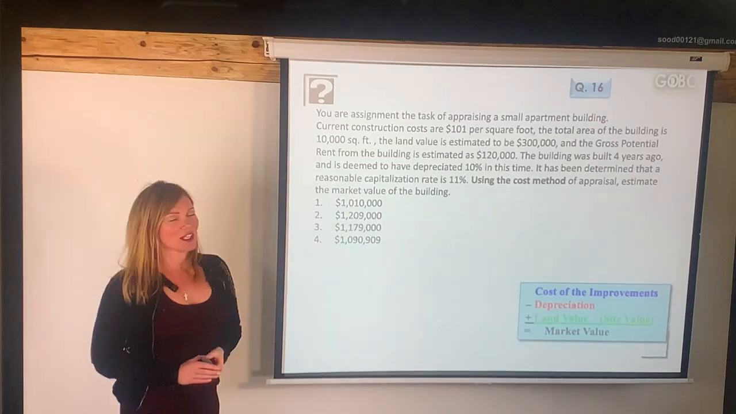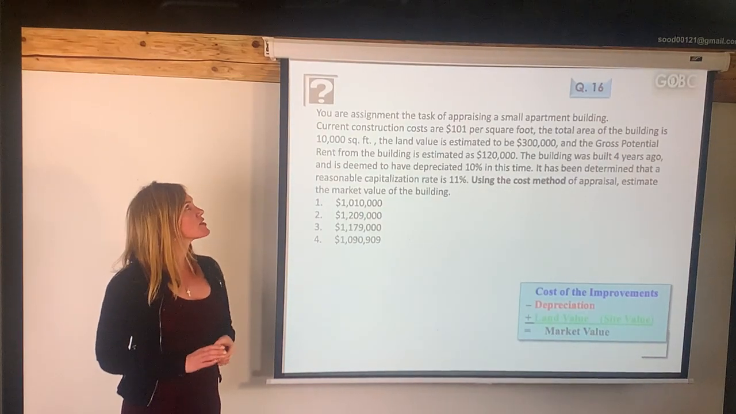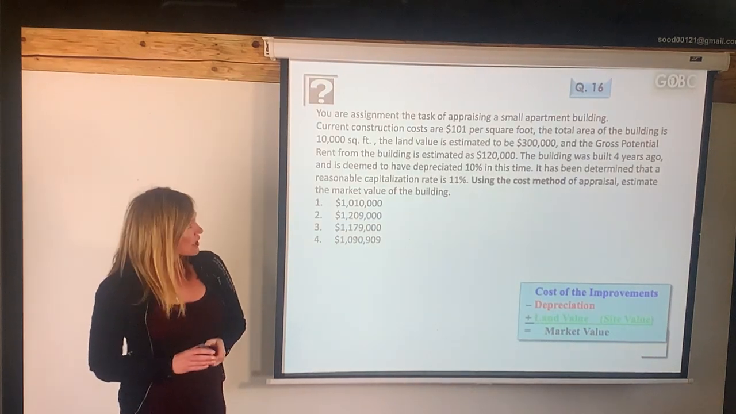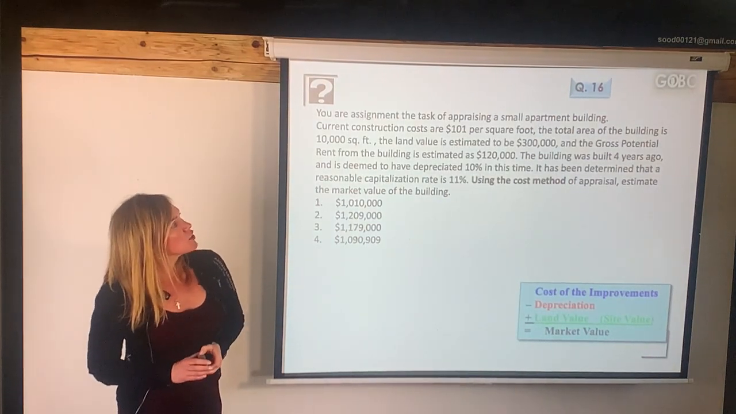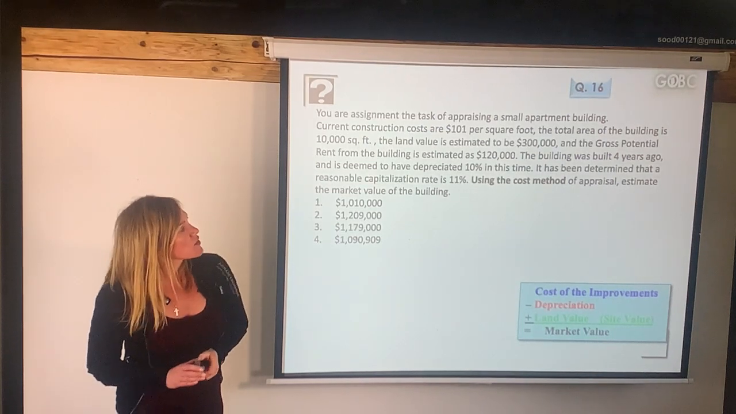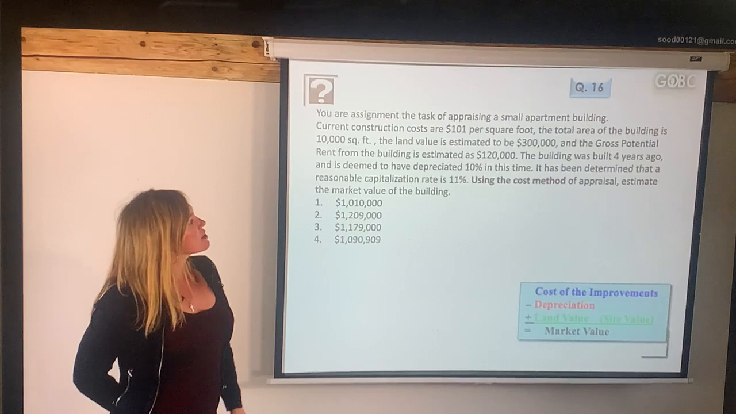So let's do question 16. We have 3 questions to work on. Question 16. You are assigned to appraise a small apartment building. The current construction cost is $101 per square foot. The total area of the building is 10,000 square feet, and the land value is estimated to be $300,000. And the gross potential rent from the building is estimated to be $120,000.